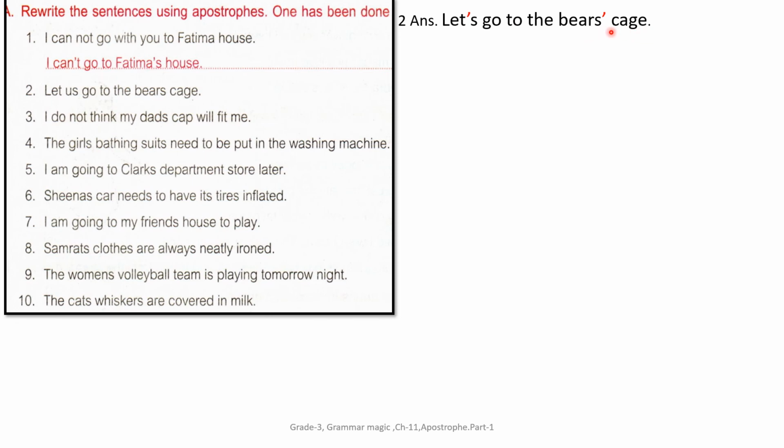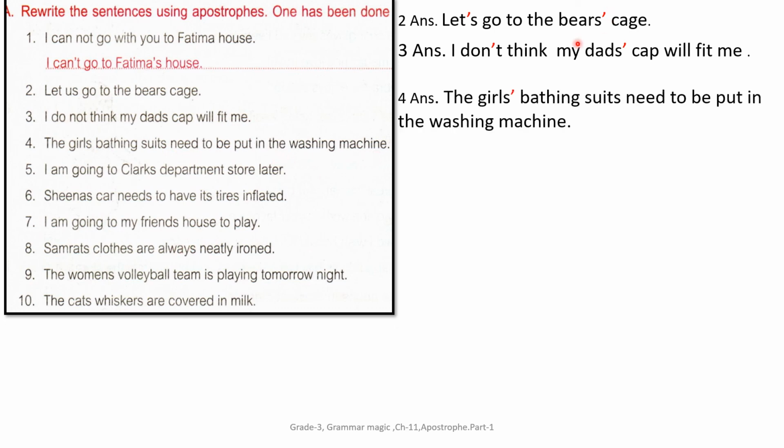There are many bears in the cage. So if it is plural, we need to put the apostrophe after the s. Understood, children? Third one, I do not think my dad's cat will feed me. So the answer will be, I don't think my dad's cat will feed me. Fourth one, the girls' bathing suits need to be put in the washing machine. Children, there are many girls, so the girls, then at the end, apostrophe, bathing suits need to be put in the washing machine.